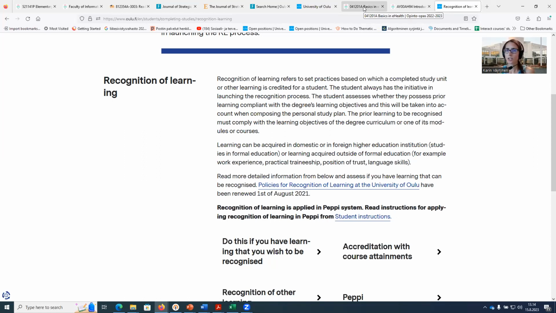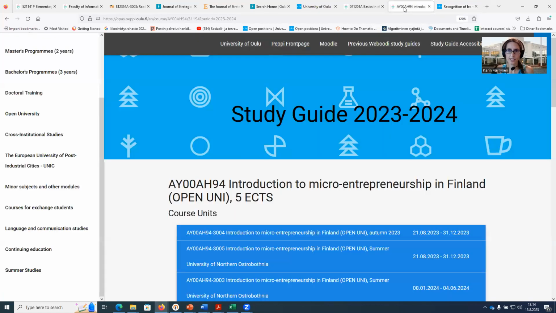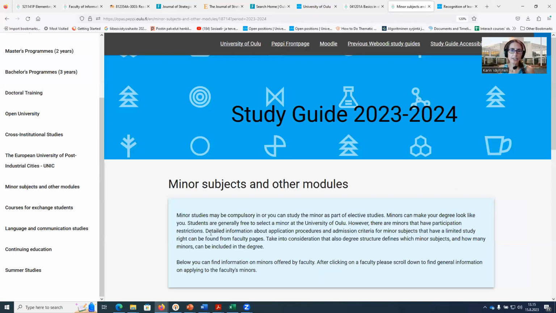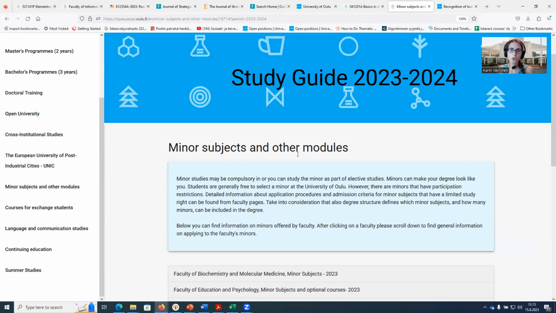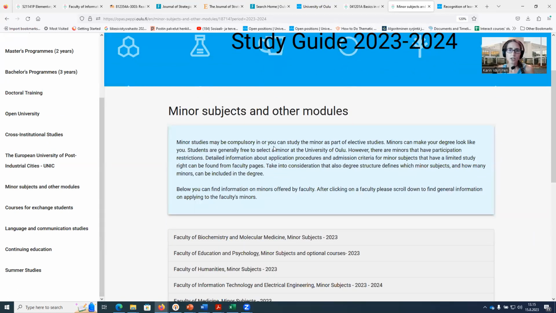And then another way to find optional studies, if none of those, or let's say, if you don't want to use other courses from our SACE program, then there is something called minor subjects and other modules. These minor subjects and other modules are in general free to select for students from the University of Oulu, but some of the minors have participation restrictions. So not all of the minors are open, for example, to you to study.